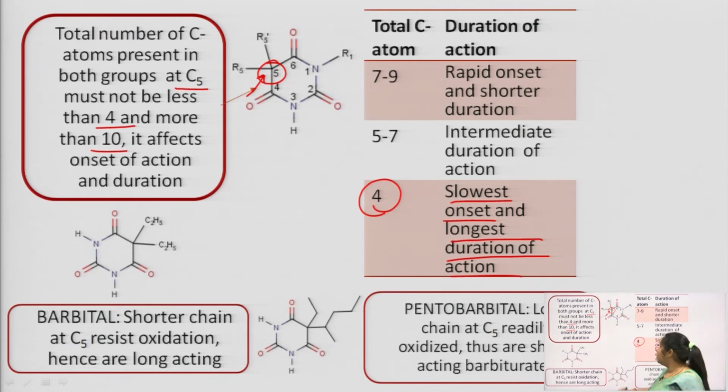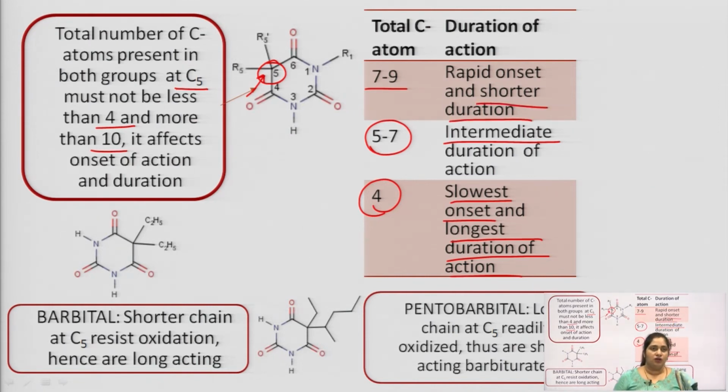And when we talk about the range of 5 to 7, they will act as intermediate acting, that will have the intermediate duration of action. When we talk about 7 to 9, they have a very short duration of action in the body, and that will produce its action rapidly when it has 7 to 9 carbon atoms.